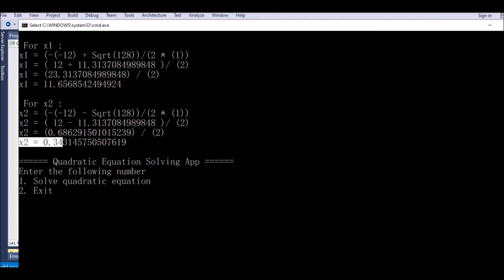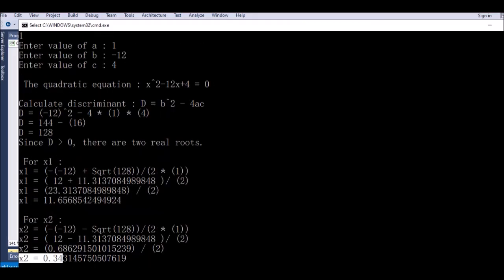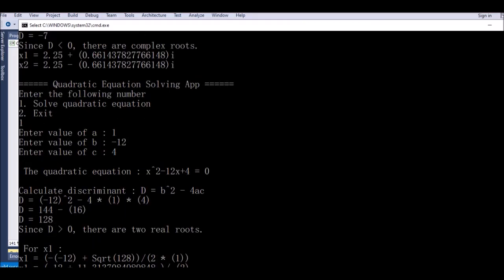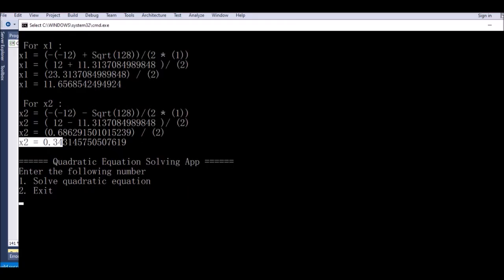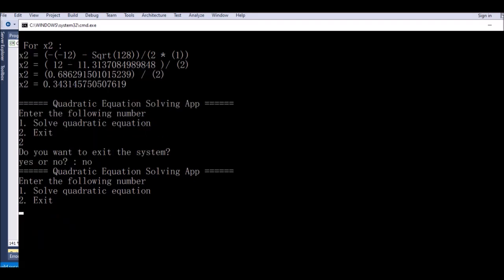So this is about the quadratic calculation. So if you test the function number 2, first I put 2. We can say, do you want to exit the system? I say no. So we come back again. So I put the number 2 again. I put yes. Then the program will end like this.